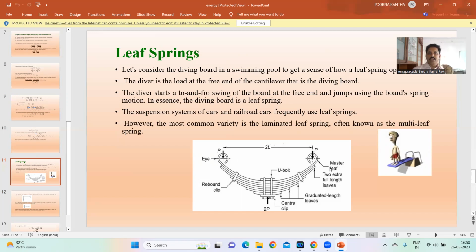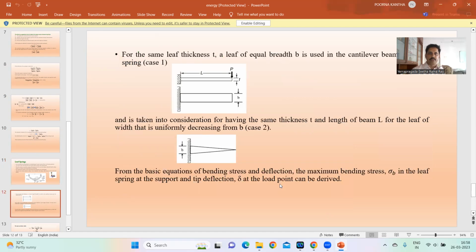In the suspension systems of cars, leaf springs are usually used. The most common variety is the laminated steel spring, which is also known as the multi-leaf spring. Here you see the parts of the spring: the master leaf, two extra full-length leaves, graduated length leaves, and the leaves are held together by means of the rebound clip, U-bolts, and center clip. And for the same thickness, leaf thickness t, a leaf is equivalent to a cantilever beam, the special case which we observe in the figure.